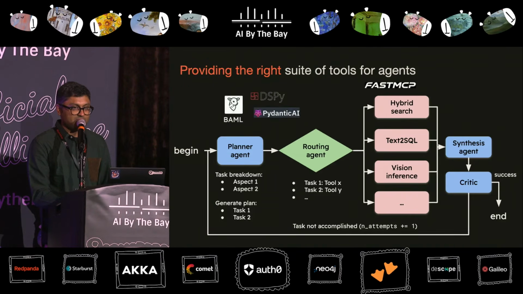So there are plenty of great frameworks that I think already have been talked about. We've seen Pydantic AI's demo in the morning. I personally use BAML and DSPy for a lot of these pipelines. But the idea is that tools are exposed via things like MCP endpoints or REST endpoints. And essentially, the retrieval layer is what is powering these tools under the hood.